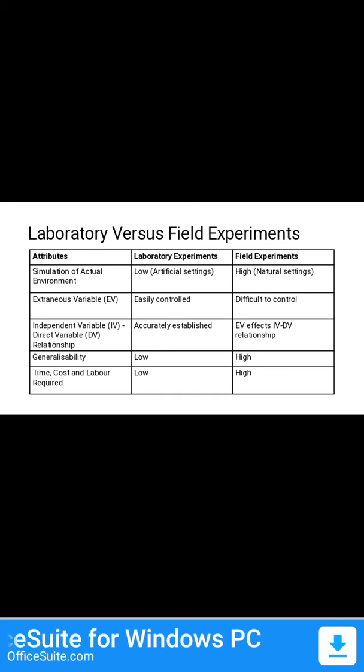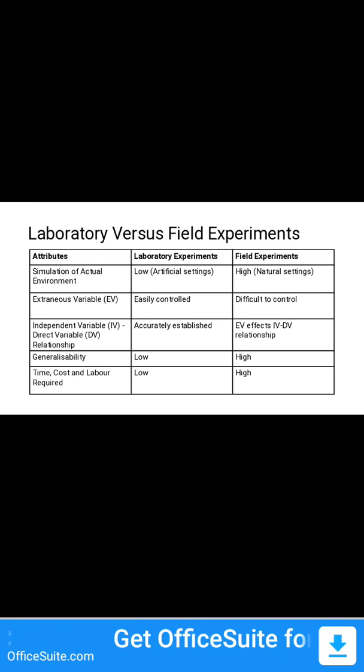Let us talk about the third attribute, which is the relationship between IV and DV. Now please understand, in laboratory experiments you are controlling the extraneous variables, so naturally the relationship that you obtain between IV and DV is relatively more pure. It is not impacted by extraneous variables because extraneous variables were controlled, so the relationship is more accurately established.